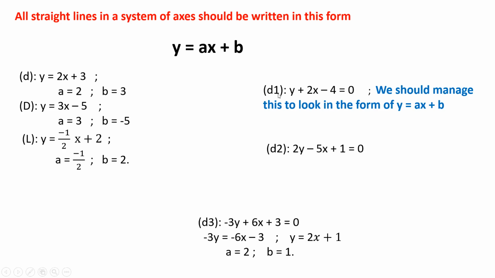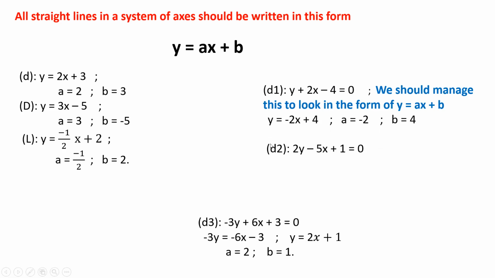Now I'm giving you a line D1: y plus 2x minus 4 equals 0. I look at this form. Is it the same as this? No. So I should keep y on side 1 and everything is taken to side 2, changing signs. So y equal minus 2x plus 4. Now the coefficient is minus 2 and the y-intercept is 4.